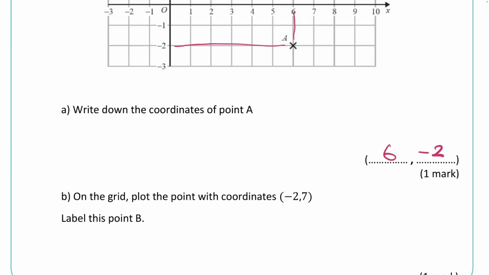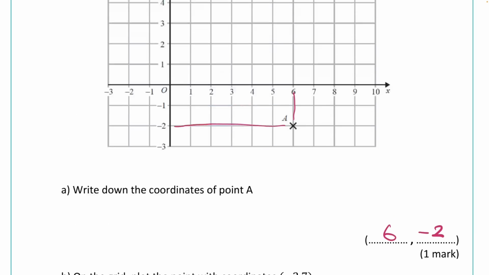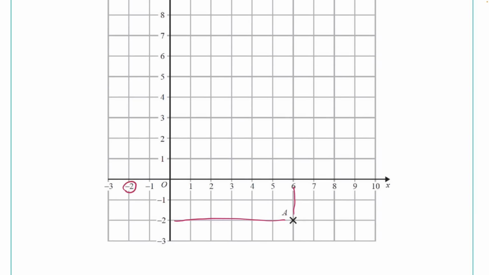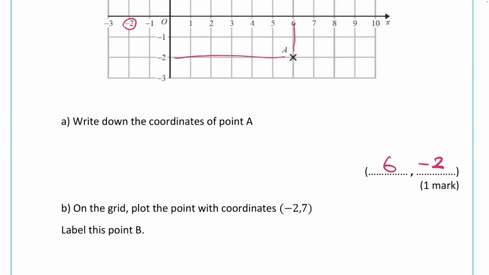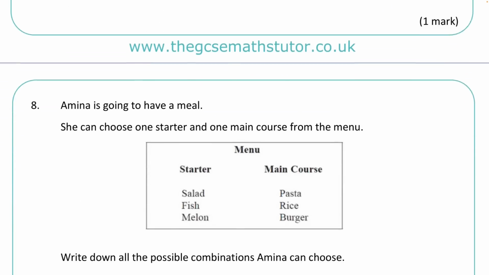Part B is saying on the grid, plot the point with coordinates -2, 7 and label it B. So -2 is down here on the x-axis and we want to go up to 7. So here we go, our point would be just there and we would label that point B and there we go, there are our coordinates. And there we go, that was the end of the question.